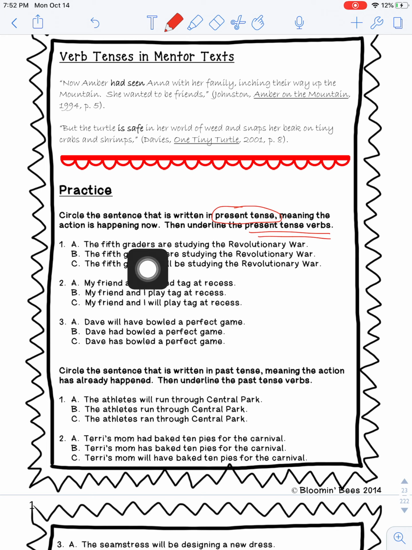Here we go. The 5th graders are studying the Revolutionary War. The 5th graders were studying the Revolutionary War, or the 5th graders will be studying the Revolutionary War, okay? Give you a second to think about that.